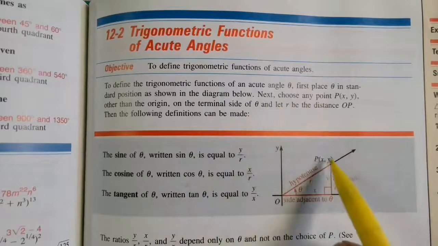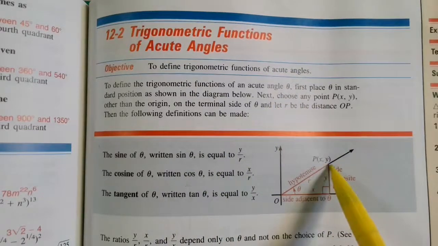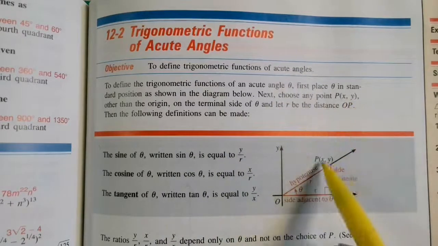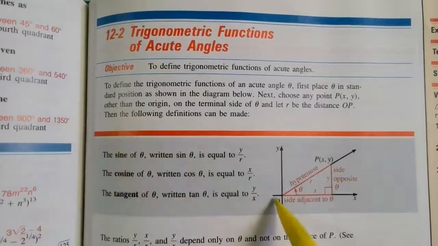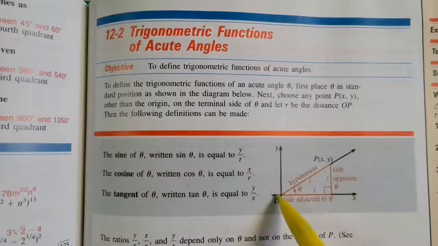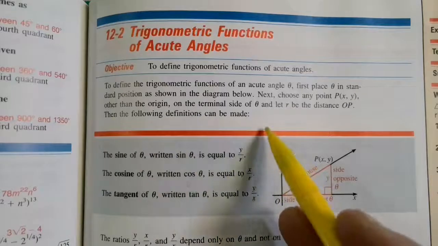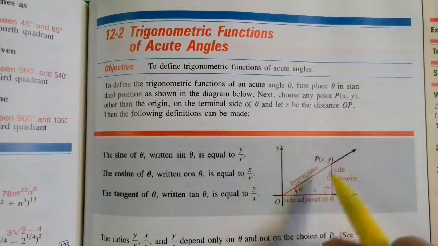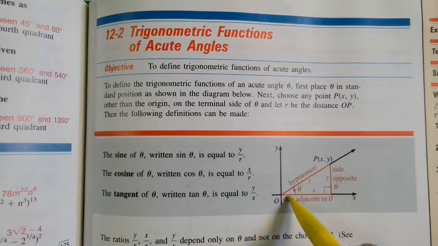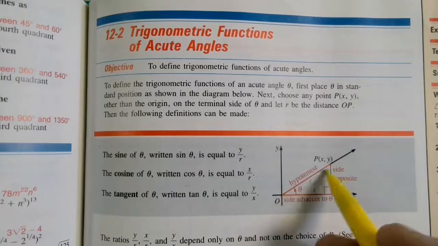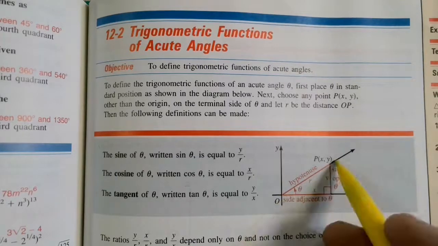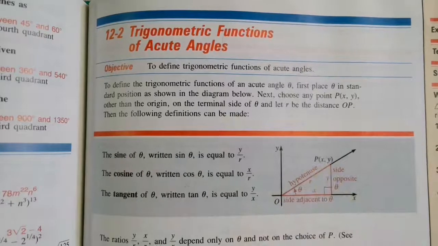Next, choose any point P. Just boom, there it is, P. And it has the coordinates x, y, and it can't be the origin, so any point besides the origin on the terminal side of theta, and let r be the distance of the origin to that point P, OP. Then we're going to have these definitions.